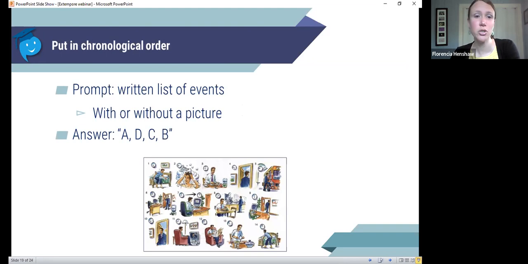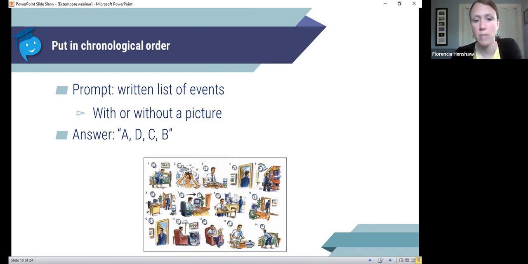Another way that you could do reading comprehension would be to put events in chronological order. So the prompt can be just a written list of events with letters or numbers, whatever you prefer. And then the answer is simply A, D, C, B. And you can do it with or without a picture.